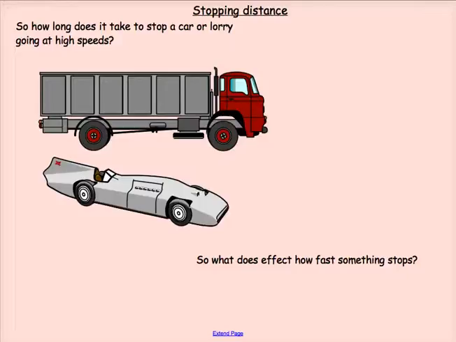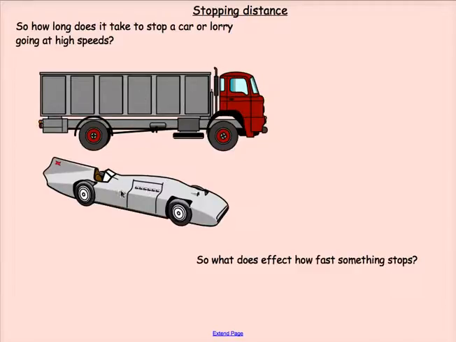Right, this is a really simple one about stopping distances. It's the really basic version, and then we move on to talking about how the equations work with stopping distance, kinetic energy, force, etc. So it's pretty simple. So stopping distance, here are two vehicles, a lorry and a car.